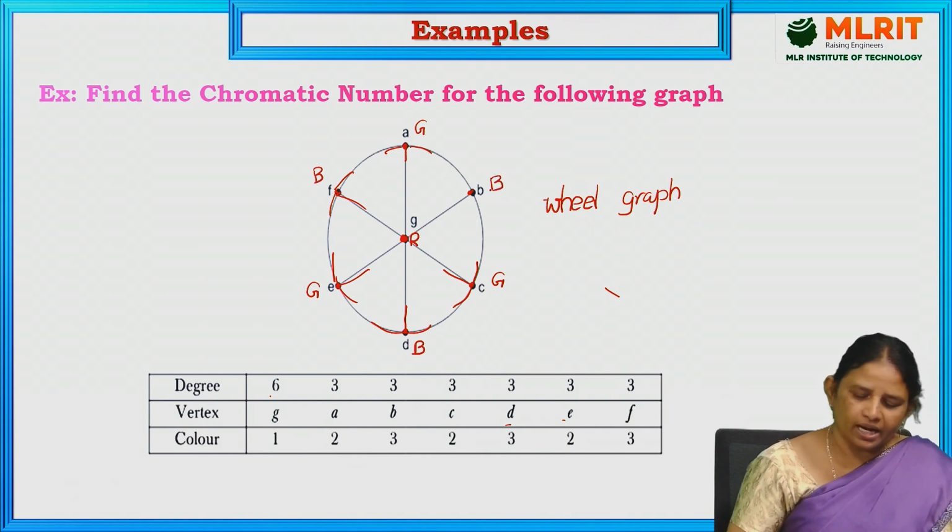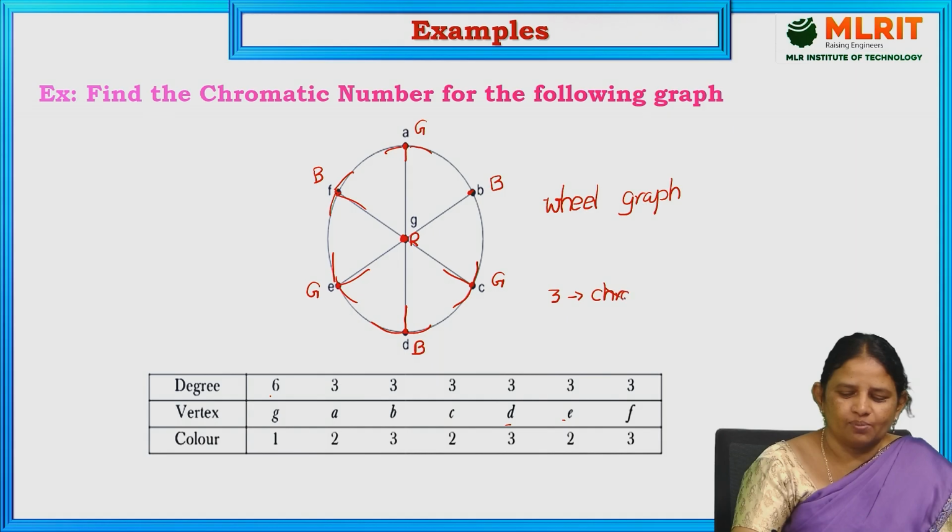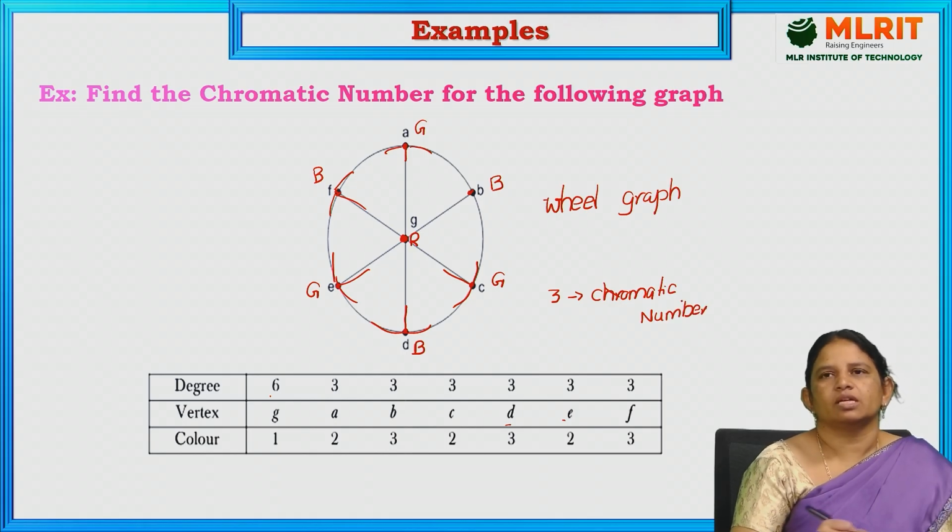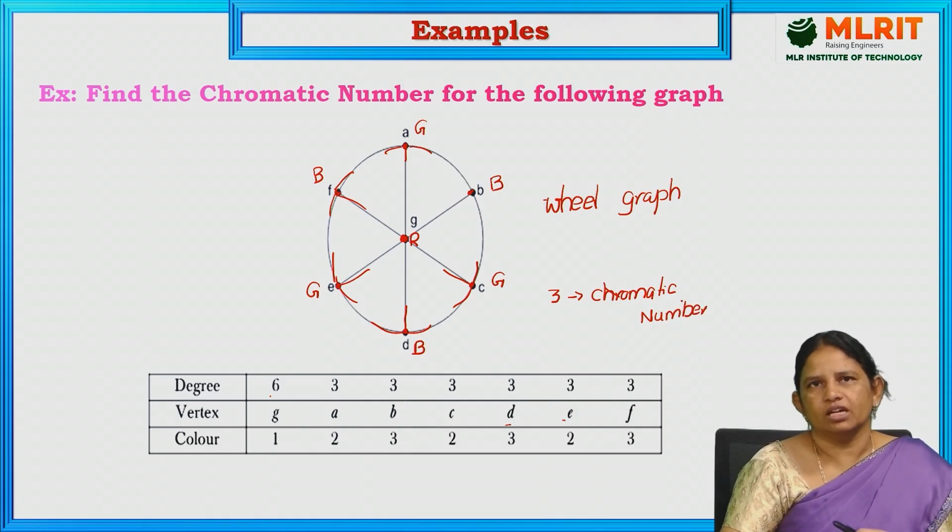So how many colors are used for coloring this graph? That is 3. 3 is the chromatic number for the following graph.